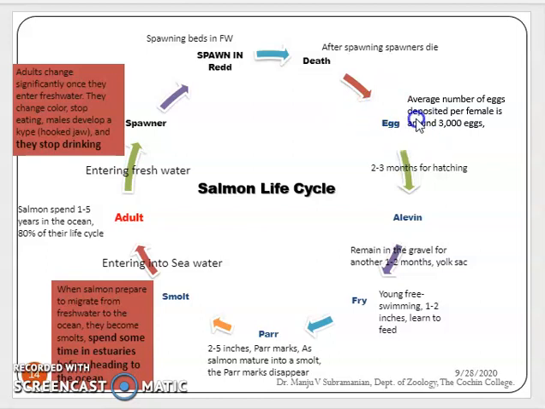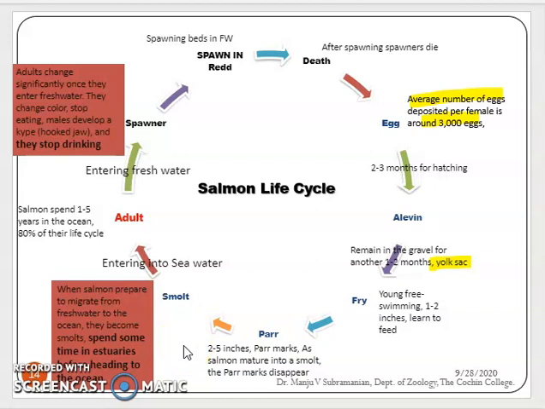The eggs are laid. The average number of eggs deposited by the female is around 3,000, and the eggs hatch within 2 to 3 months, and they remain inside the gravel for about 1 to 2 months, taking nutrients from the yolk sac. The young ones, about 1 to 2 inches, freely swim, learn to feed, and they swim back to the seawater. When salmon prepare to migrate from the freshwater to the ocean, they become this small. They spend some time in the estuaries before leaving for the ocean.